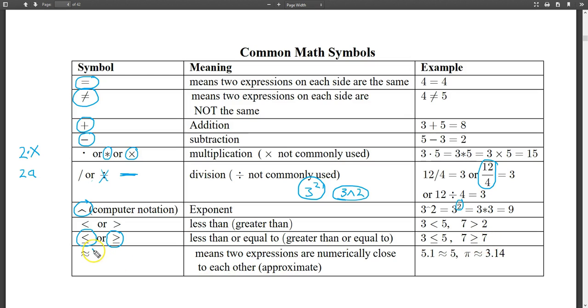We also have our approximation symbol. That means two expressions are numerically close to each other. For example, 5.1 is approximately 5. Pi is approximately 3.14. So that's how we use our approximation symbols. So those are a few common math symbols there.